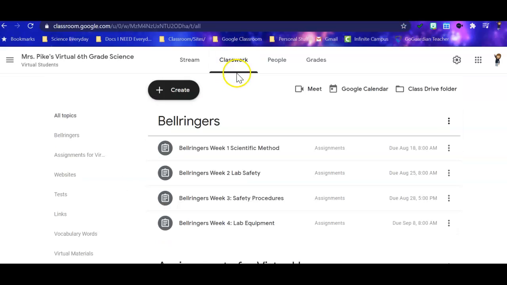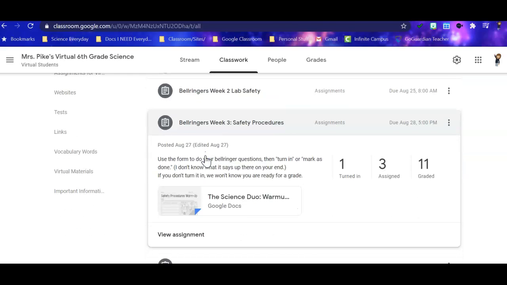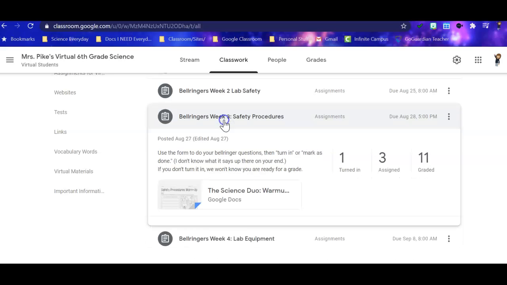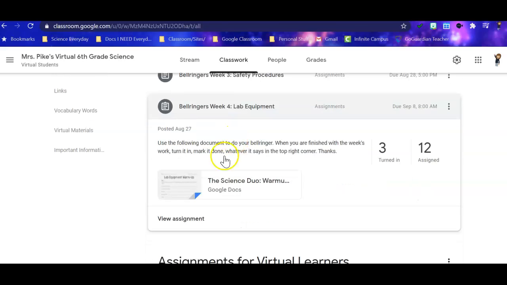Then we go over to classwork. Classwork is where you're going to find all of your good stuff, everything you need. You should have completed Bell Ringers 1, 2, and 3 by now. Bell Ringer 3 was due on Friday. There's a lot of people who really haven't done their Bell Ringer. I don't know if you know how to do it yet, so we're just going to take a second and talk about it one more time. Let's look at this week's Bell Ringer.